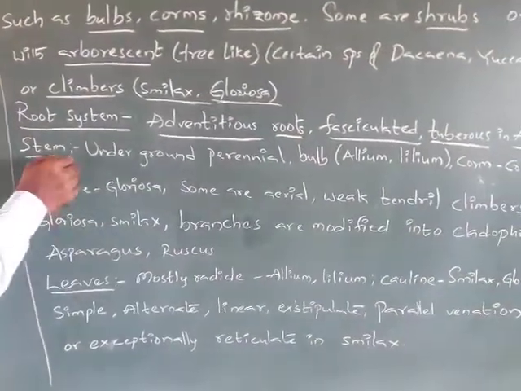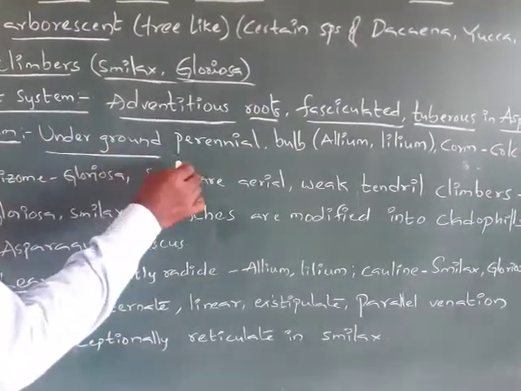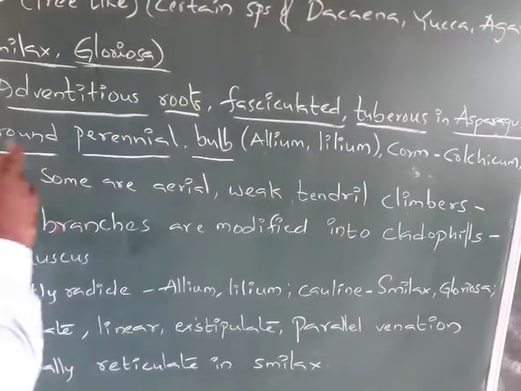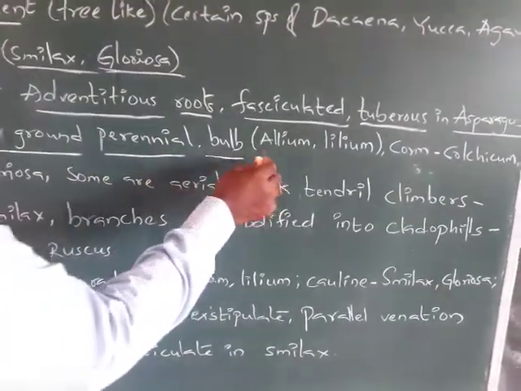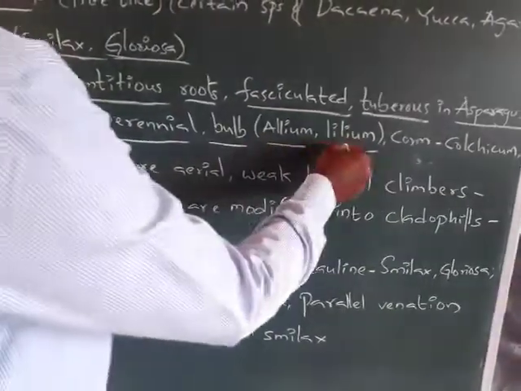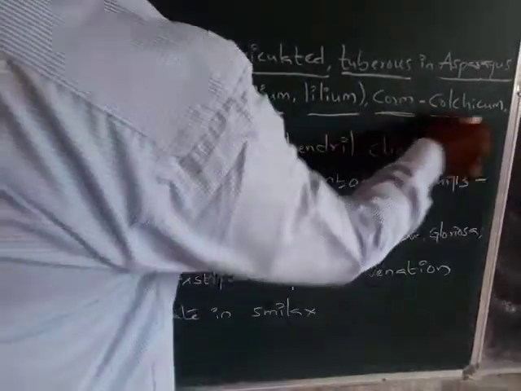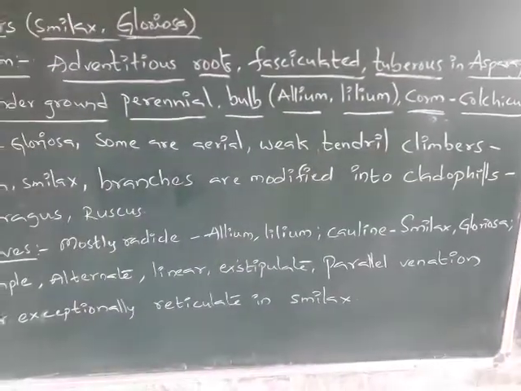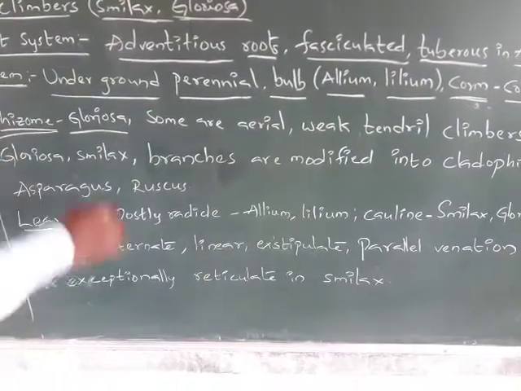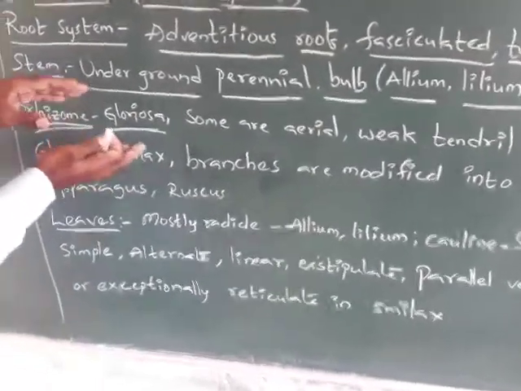Next, the stem. The underground stem is perennial and may be a bulb, for example Allium and Lilium. These are called bulbs. Then there is the corm, for example Colchicum, and the rhizome, for example Gloriosa. These are all underground stems only, not the root system.